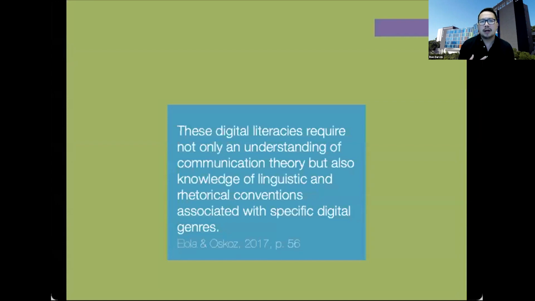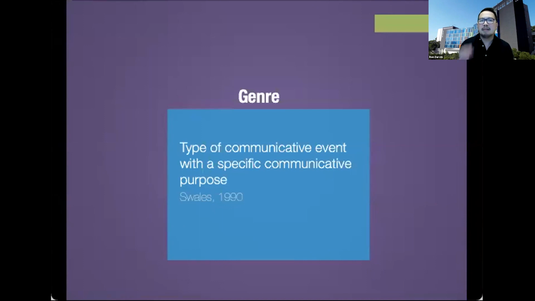And for me, when I think about these digital literacies and being able to understand this, yes, there is a bit of communication theory that is involved in it, but it's also knowing the different linguistic and rhetorical conventions that are associated with very specific digital genres. And the reason for me that genre is the way to be able to talk about this is that genre, by its very nature, is about how there are different communicative events that are tied to specific communicative purposes.